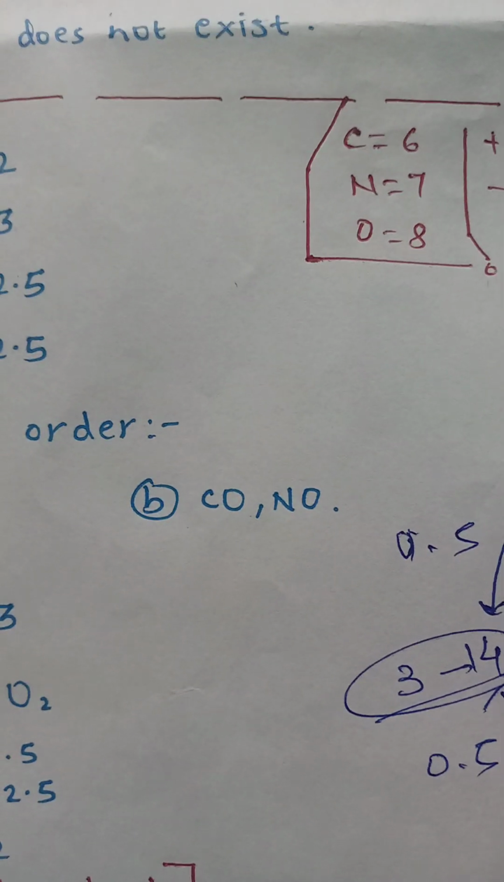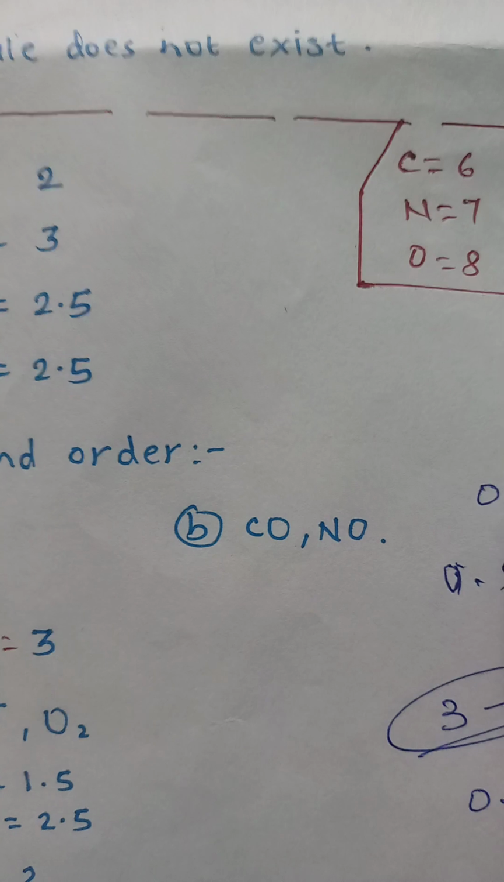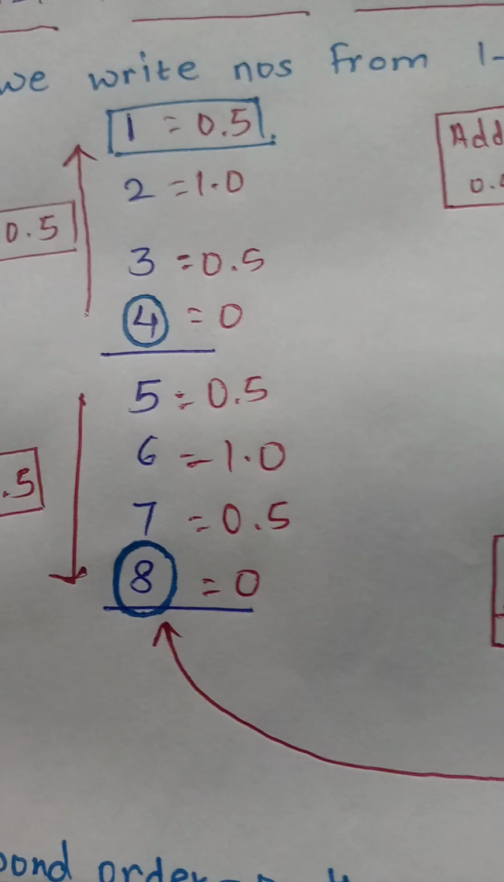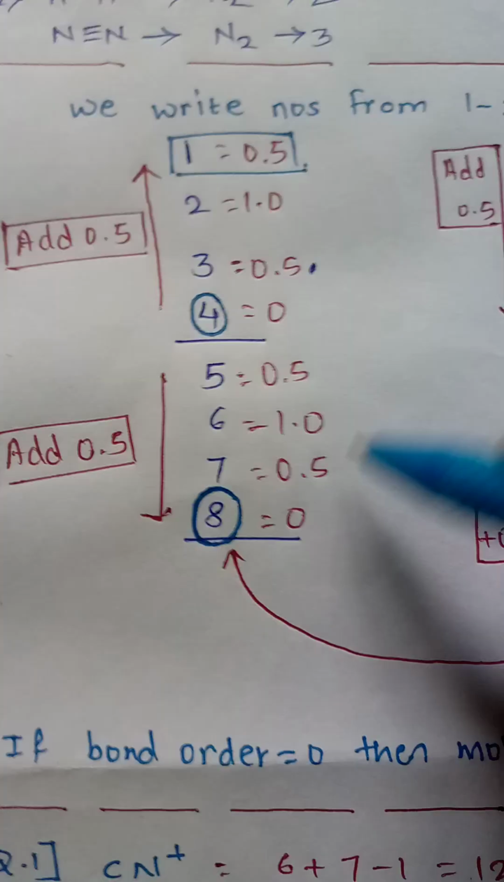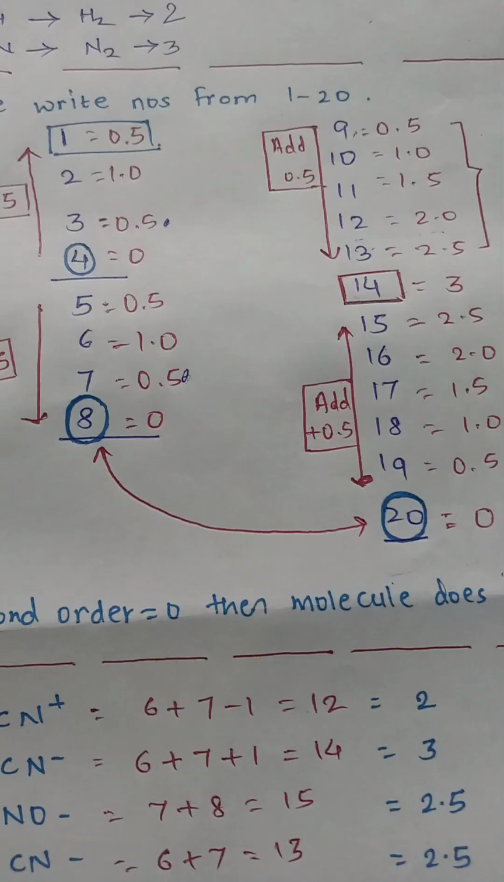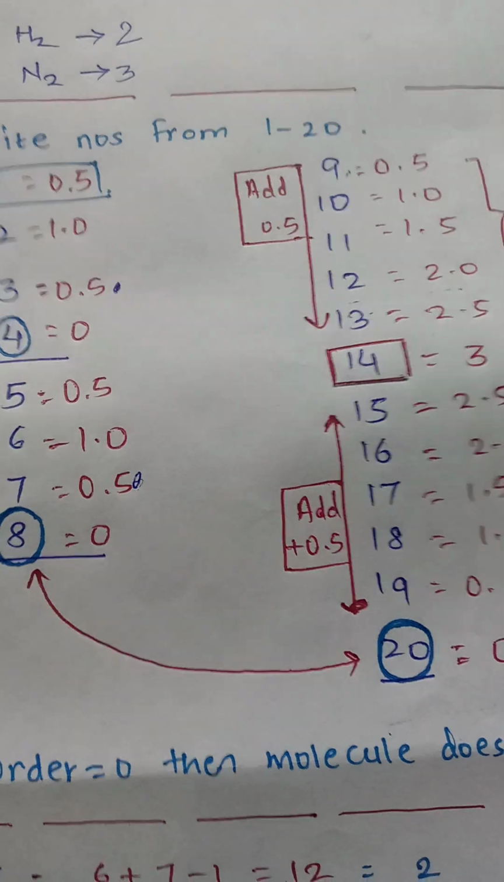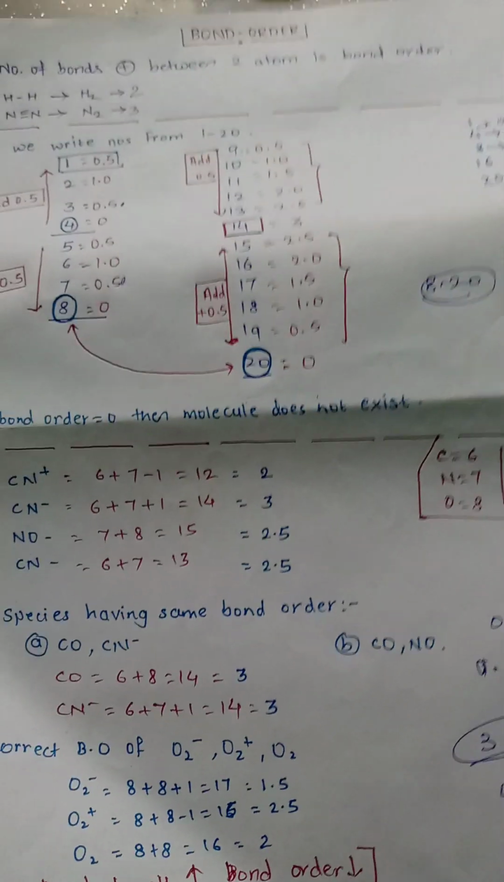Similarly, coming out from 4 to 8, add 0.5. Only exception you have to learn is 7 is 0.5, and 3 is the exception, and rest all. Always it is asked from 8 to 20, so no need to learn from 1 to 20, just learn from 8 to 20 the bond order. Thank you so much.